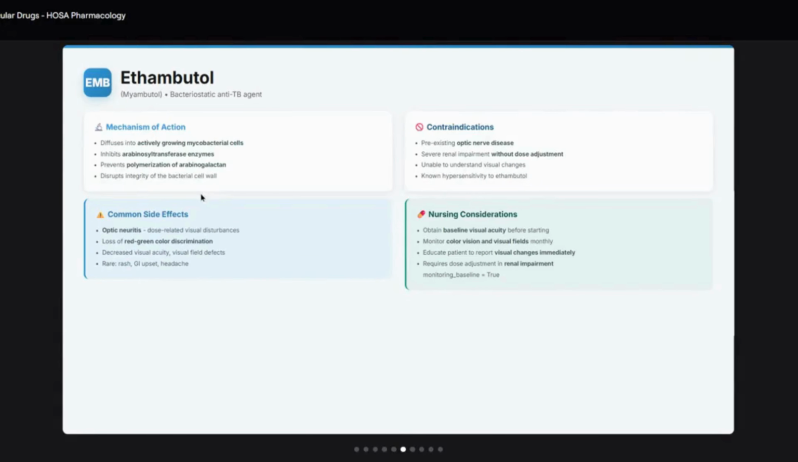Ethambutol is basically like this. Side effects are eye problems, and mainly just eye problems, really. Optic nerve disease. So just remember, this is eye problems.